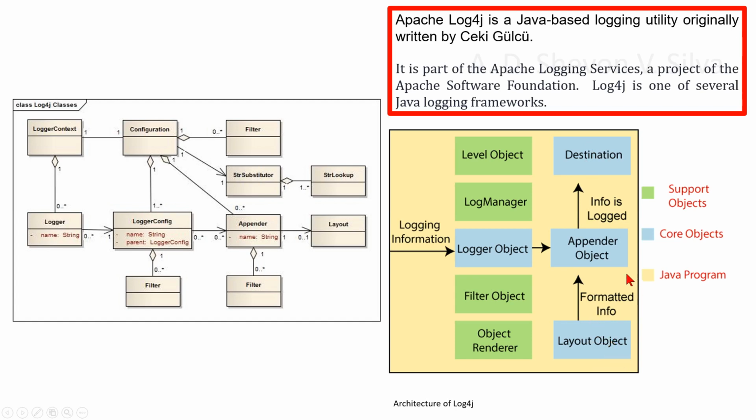Appender object. The ability to selectively enable or disable logging requests based on their logger is only part of the picture. Log4j allows logging requests to be printed to multiple destinations. In Log4j, an output destination is called an appender.